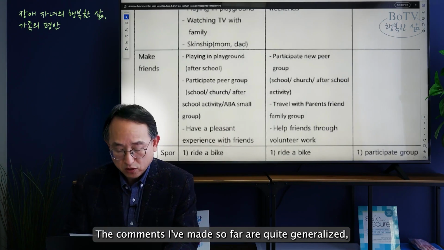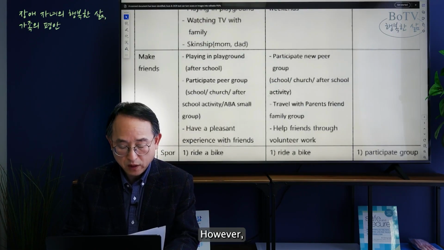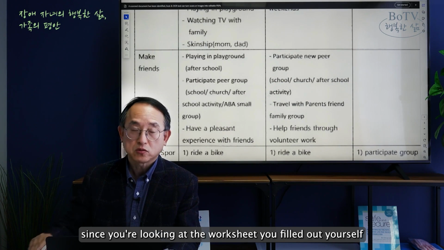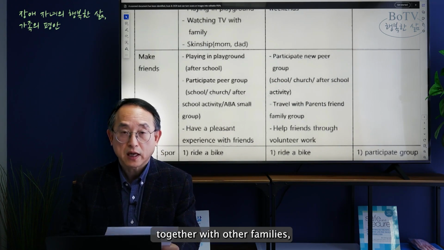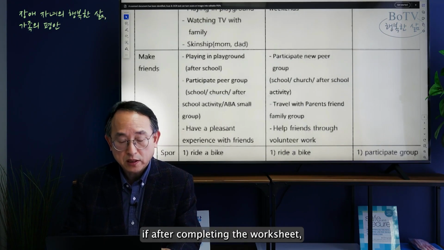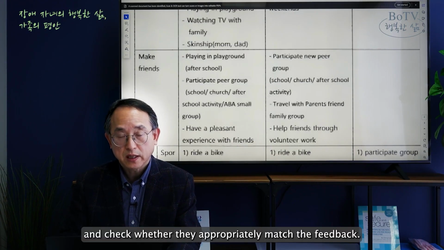The comments I've made so far are quite generalized, so for those hearing this for the first time, it might not really resonate with you. However, for those who attended the workshop, since you're looking at the worksheet you filled out yourself and we're discussing and giving feedback based on that together with other families, I think it will be helpful if after completing the worksheet, you review the comments I've given and check whether they appropriately match the feedback.